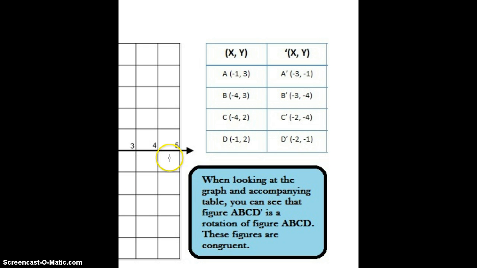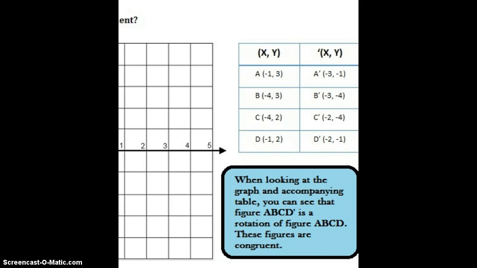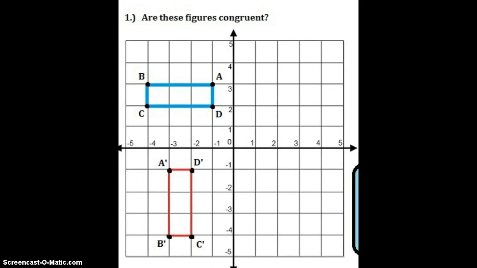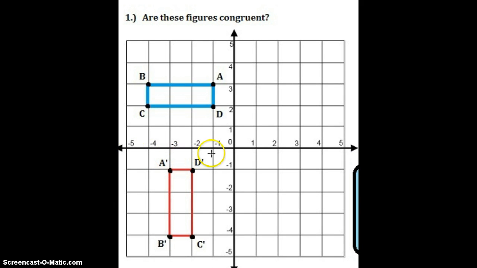And then because our new transformation is going to be in quadrant 3, those would both be negative. So now I'm looking at -3, -1, and that puts me right here on my new point A. So that would be called A prime.